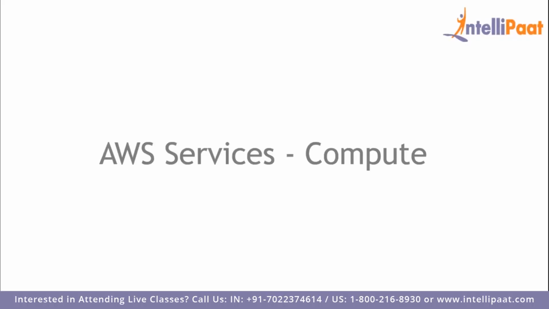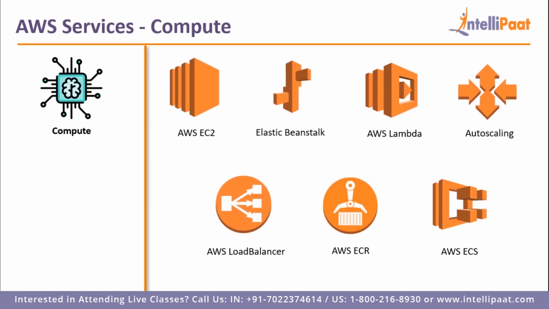Alright guys, so let's discuss the AWS services in the compute domain. So here is the set of services which are included in the compute domain of AWS: EC2, Elastic Beanstalk, Lambda, Auto Scaling, AWS Load Balancer, AWS ECR, and AWS ECS. Now for the sake of explaining to you guys, I've taken the liberty of shifting some services from some other domains which I think should fit in this domain, right? But you don't have to worry, the explanation would be the same. It's just that you would find it somewhere else in the AWS Management Console.